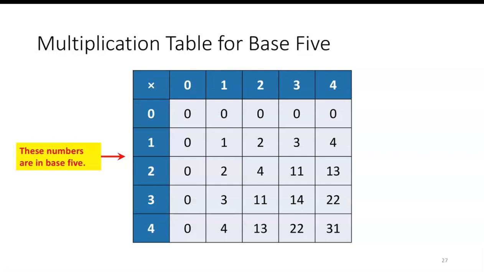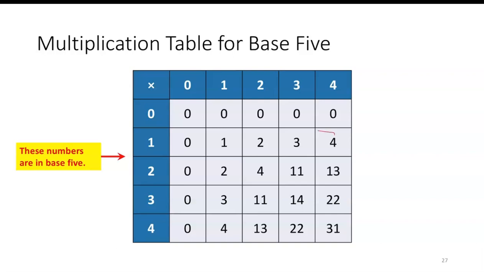For multiplying with base 5, we need to make use of the multiplication table again in base 5. So here it is. Keep in mind that 0 times anything is 0. So that takes care of this top row and the left column. 1 times anything is itself. So 1 times 1 is 1, 1 times 2 is 2, 1 times 3 is 3, and so on.